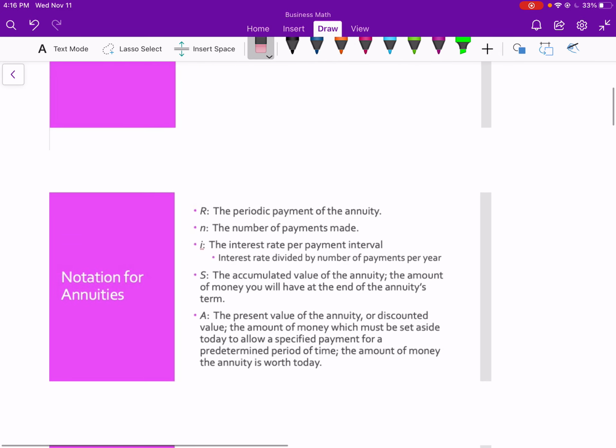So when we're talking about annuities, R is going to represent our periodic payment, N is going to represent the number of payments made, and I is the interest rate per payment interval. So you take your yearly interest rate divided by the number of payments you get per year. S is your accumulated value, and A is your present value. Accumulated means what it's going to have at the end. Present is what is happening right now.